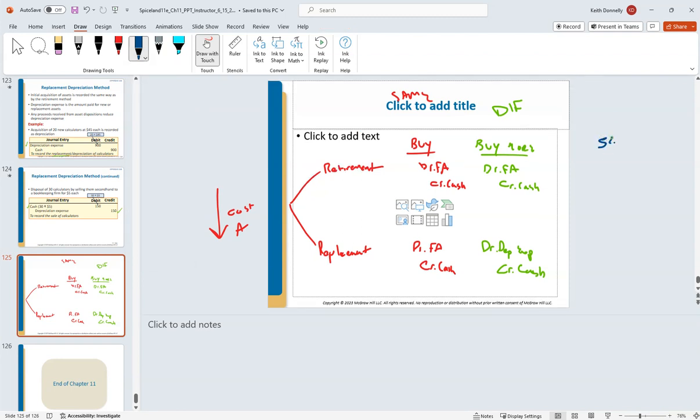And then finally, when we go to sell those guys, under the retirement method, we just do debit cash, debit depreciation, which is going to be a plug, and credit the fixed asset. Over here under the replacement, we're going to do debit cash, credit depreciation expense. So they're different on there. Okay, so that's it for this lecture. We will next do the problems.